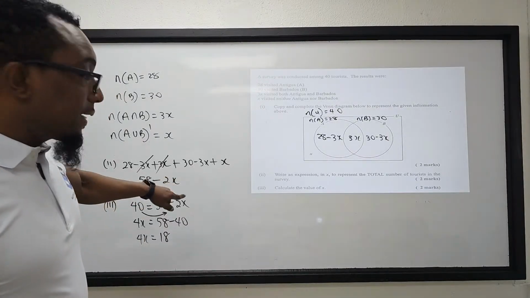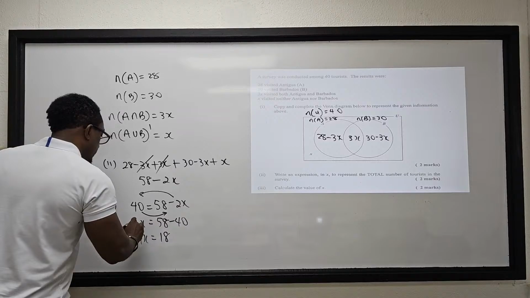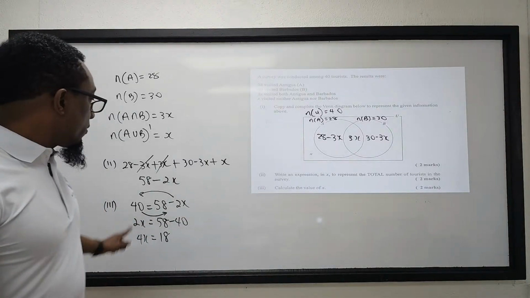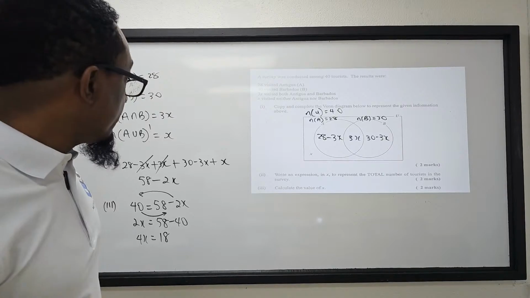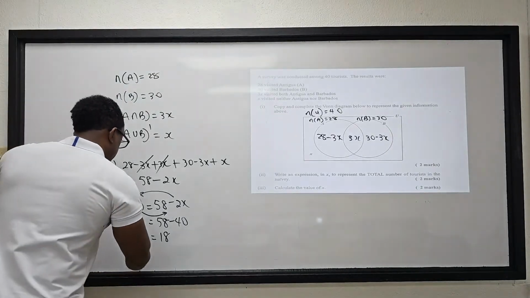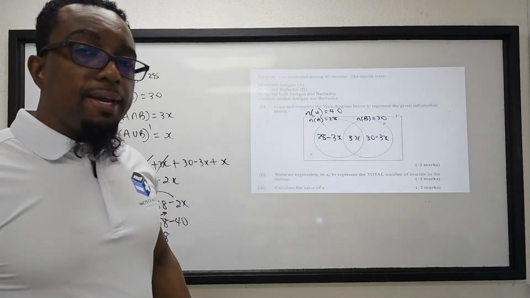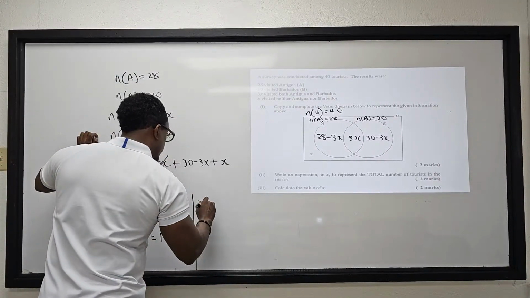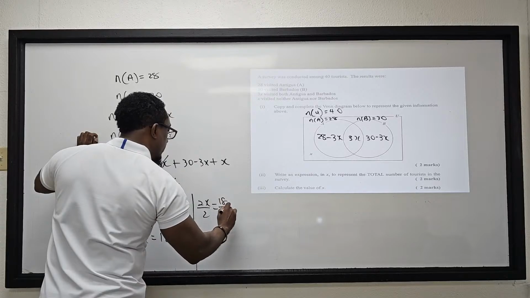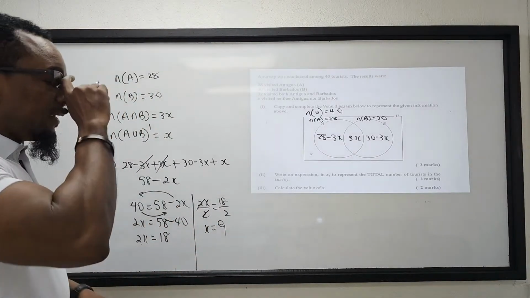And I'm going to bring negative 2x over to the left as positive 2x. Of course, 40 over to the right as negative 40. I'm going to get 58 subtract 40, which is 18. Of course, this will be 2x. And therefore, I can solve for x by dividing both sides by 2. X will be 9. Okay?